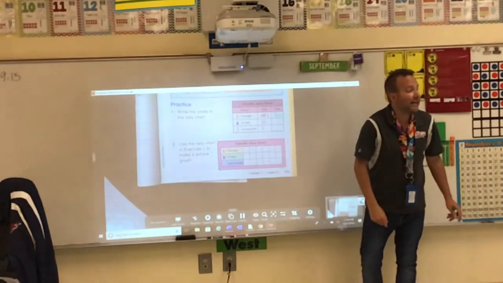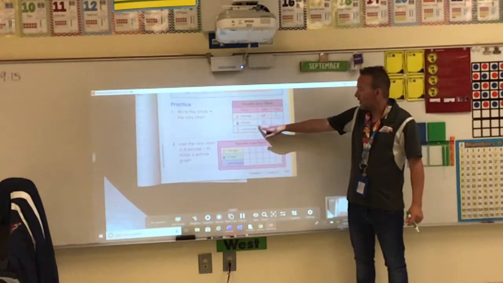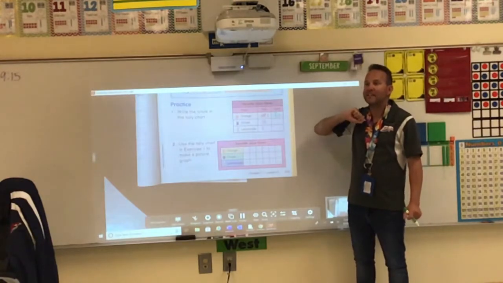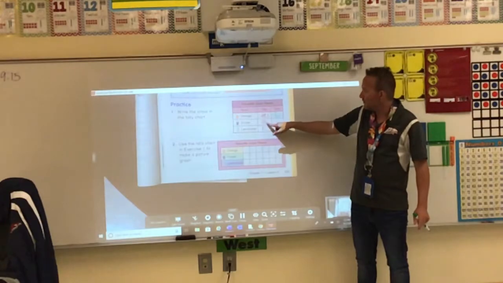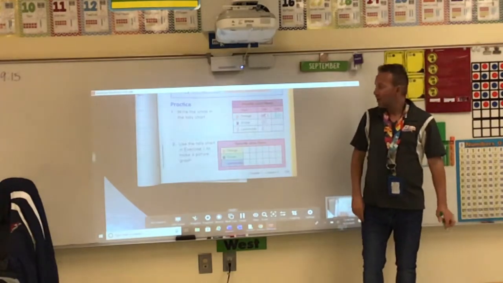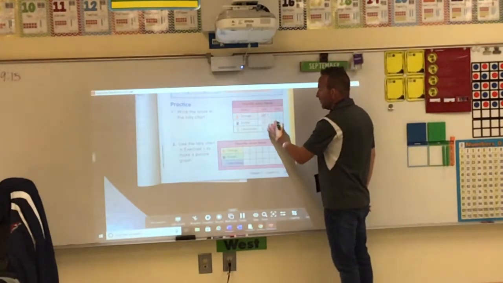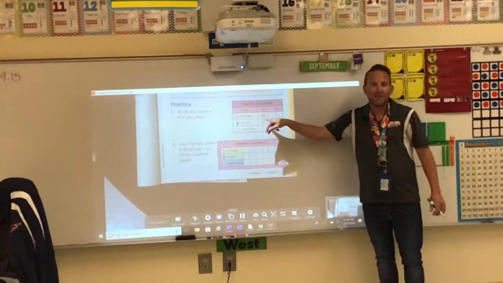Let's see how many liked grape. Are you ready? Let's count. Here we go. How many tally marks are in grape? How many kids like grape juice? Here we go. 1, 2, 3, 4. How many? 4. So you're going to write 4 underneath total. See how the digit matches the tally mark.